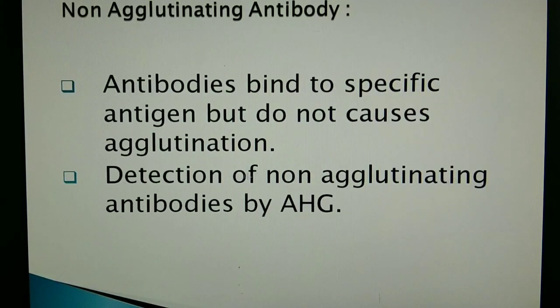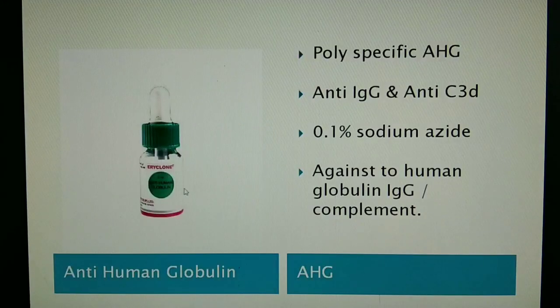Non-agglutinating antibodies bind to specific antigen but do not cause agglutination. Detection of non-agglutinating antibodies in the lab by use of a second antibody is called anti-human globulin. This is the anti-human globulin reagent, polyspecific anti-human globulin. It is prepared by combining anti-IgG and anti-complement, usually monoclonal anti-C3d, and 0.1% sodium azide as a preservative. Anti-human globulin reagent is directed against human globulin, IgG or complement.